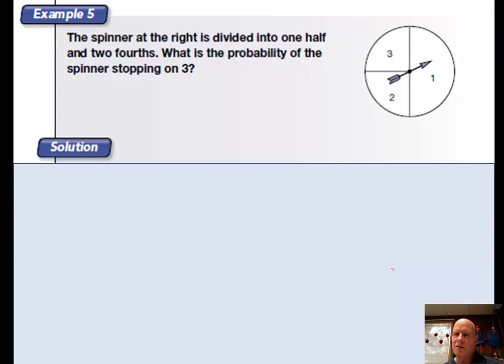Now let's look at a spinner that's broken up not into equal parts. In this case here, the right side is divided into 1/2, and then we have 2/4 to make up the whole. So what's the probability of the spinner stopping on a 3? Go ahead and figure that out, and let's see if you can get it right.